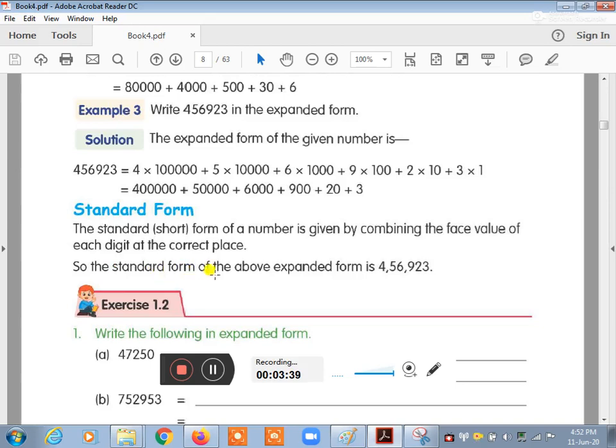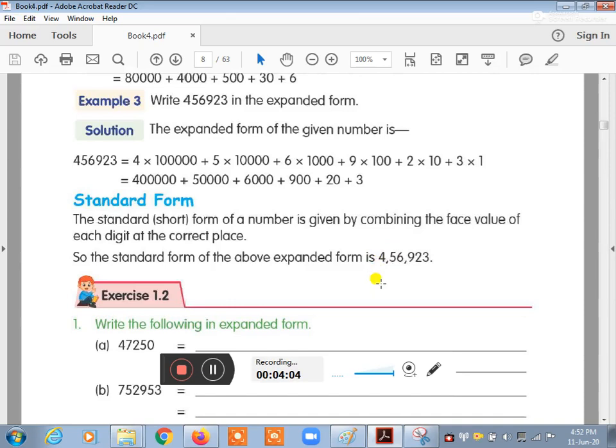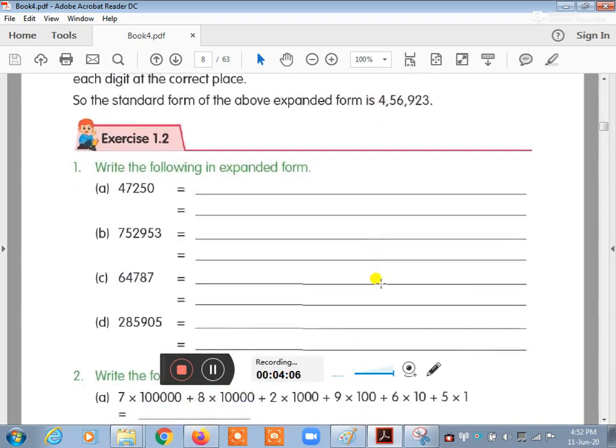So the standard form of the above expanded form is, this is the expanded form. For this expanded form we have to write the standard form, 4,56,923. So we have to separate with commas. These three come in the ones period, these two are in the thousands period, and this one is in the lakh period. So we will do exercise 1.2.